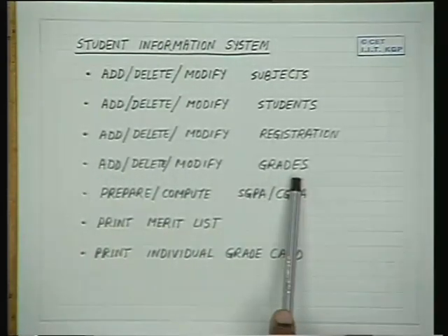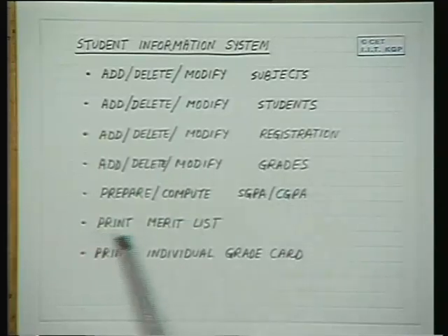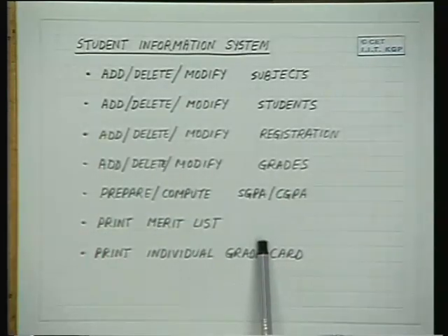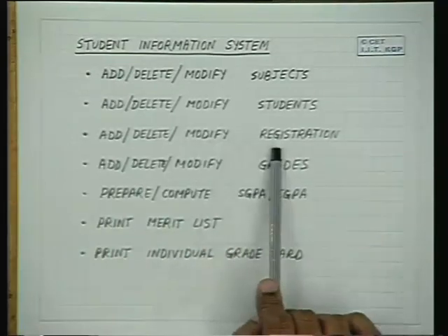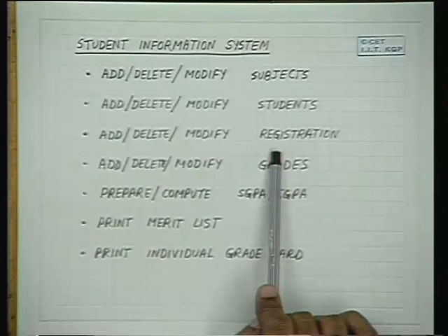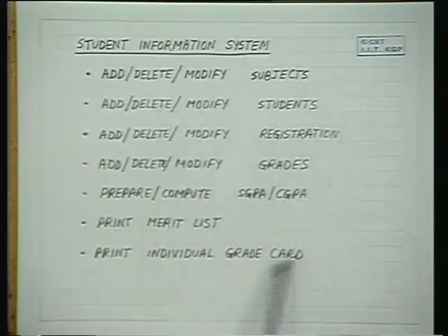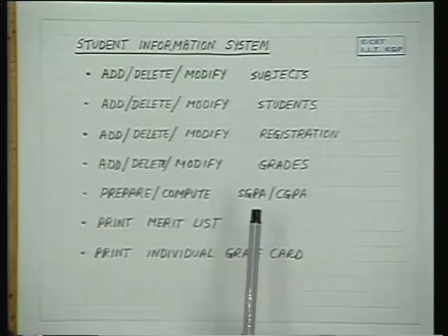grade information, computation information of CGPA, SGPA, merit list preparation, failure list preparation, individual grade card preparation, printing out individual grade cards, and then when you register for a semester, you may have to check whether he is not registering for the same subject twice, that he has cleared. All the rules of the institute must be maintained. So this is another problem which leads to a pure data structuring type of problem.